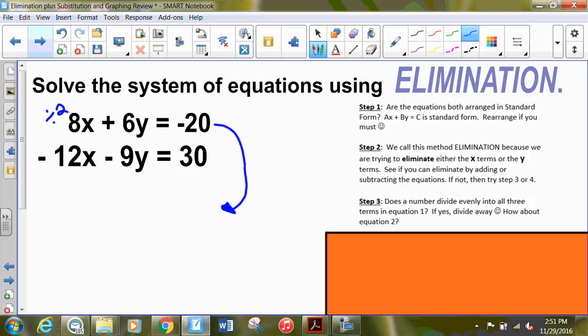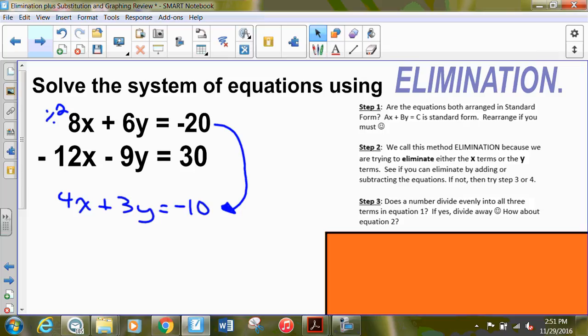So 8x divided by 2 is 4x. 6y divided by 2 is 3y. And negative 20 divided by 2 is negative 10. Once again, remember to divide every single term, all 3 terms, by that same number.